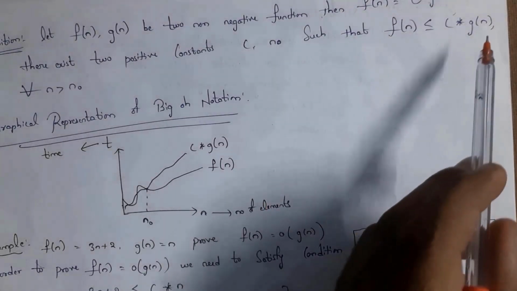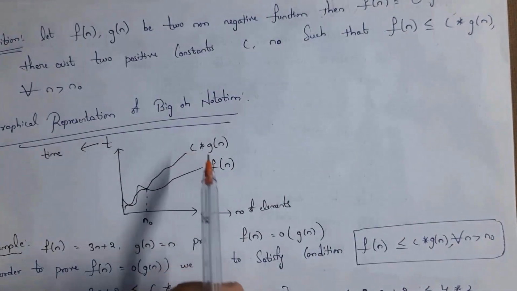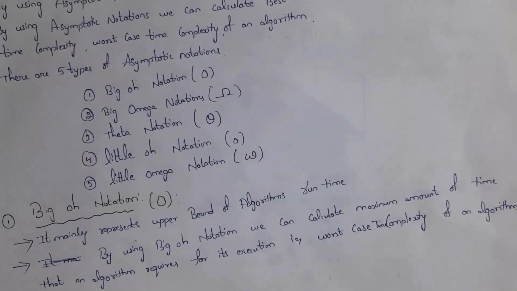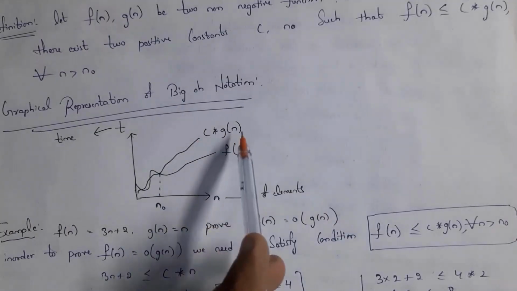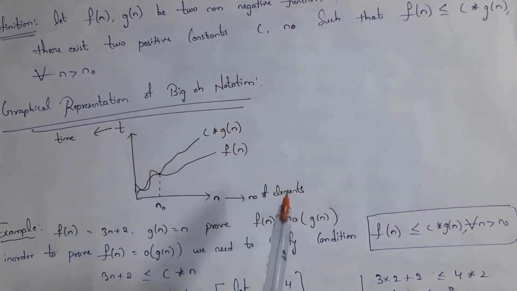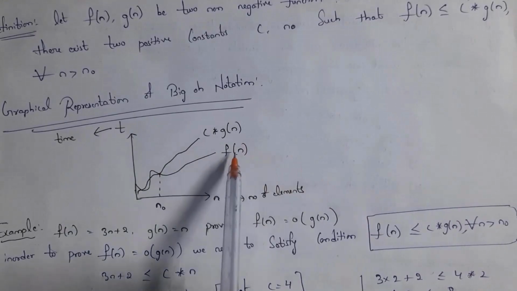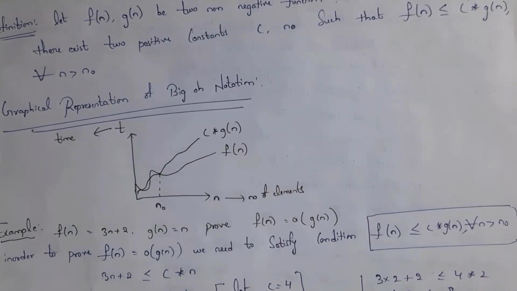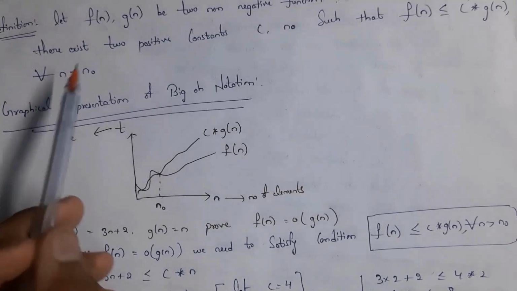c·g(n) should be in the upper position because I already explained big O notation is mainly used to represent the upper bound of an algorithm. So c·g(n) should be in the upper position, and f(n) should be below c·g(n), that is in the lower position. And the point at which these two lines meet is known as n naught, where n is greater than n naught.